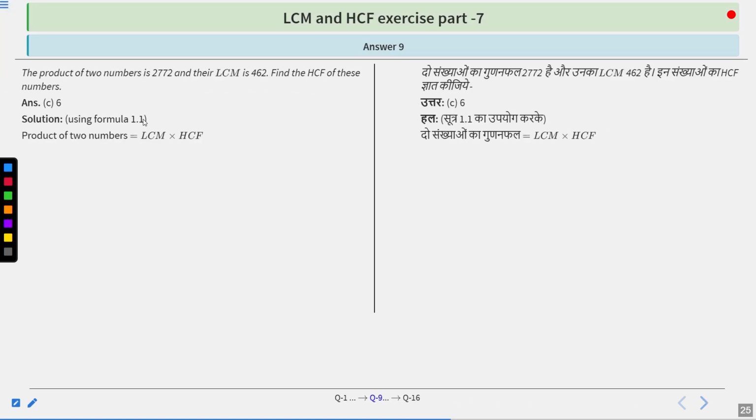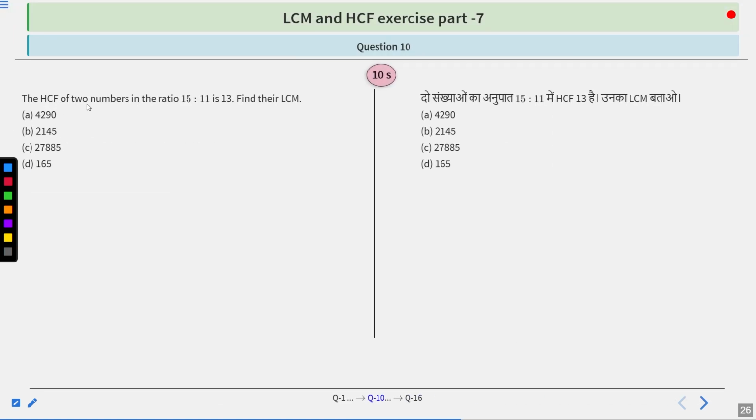Now, using formula 1.1, we know that the product of two numbers is equal to LCM into HCF. The product was given, 2772, is equal to LCM, which was 462, and we have to find the HCF. So from here, the HCF becomes equal to 2772 upon 462, that is 6, which is the correct answer, option number C.